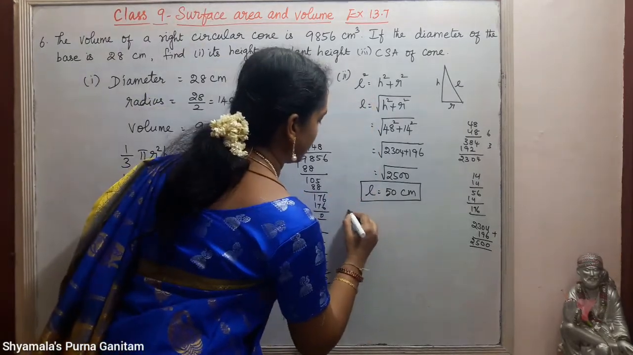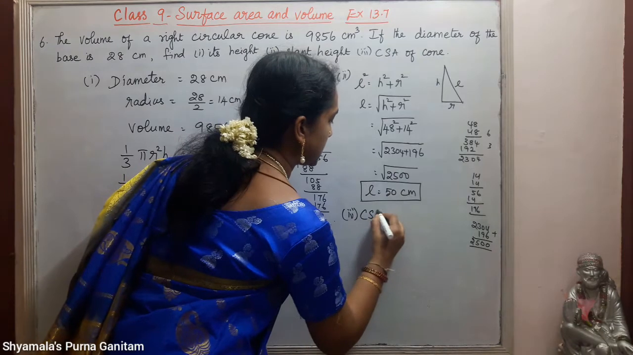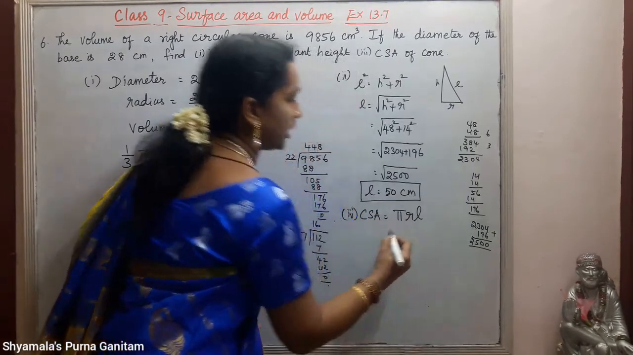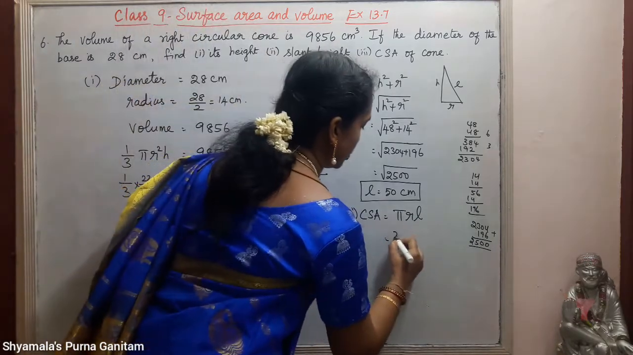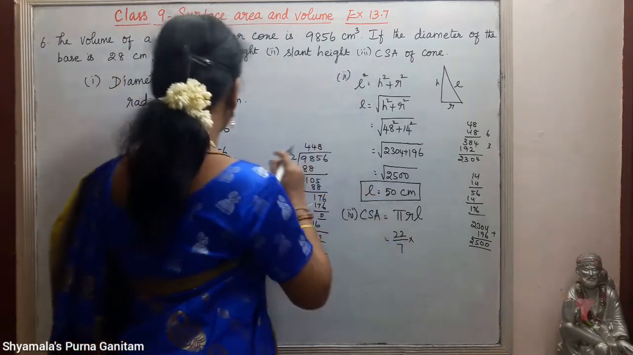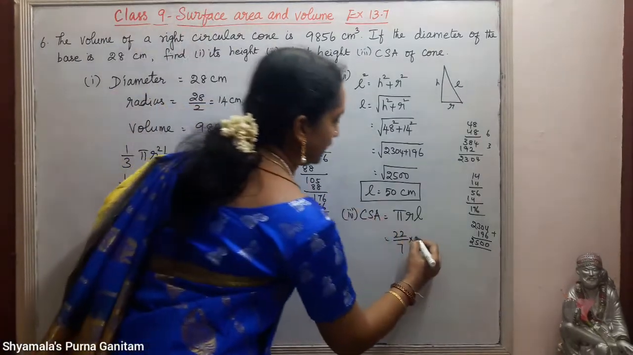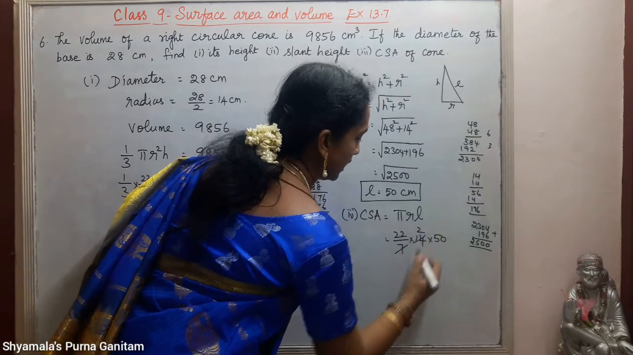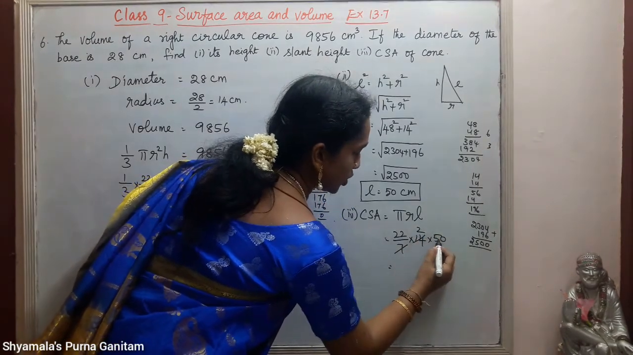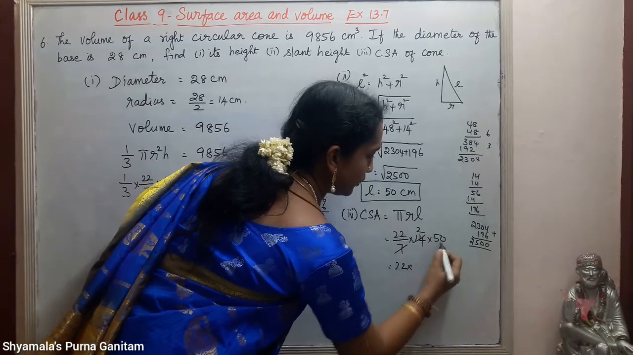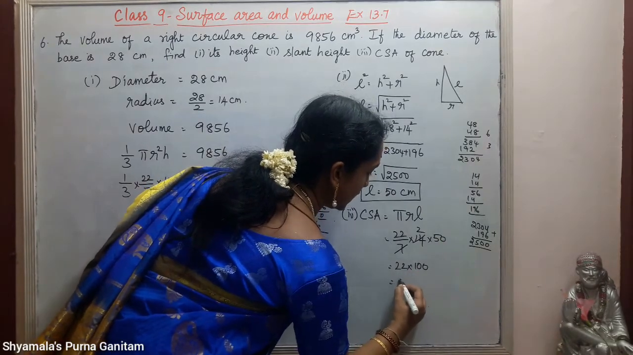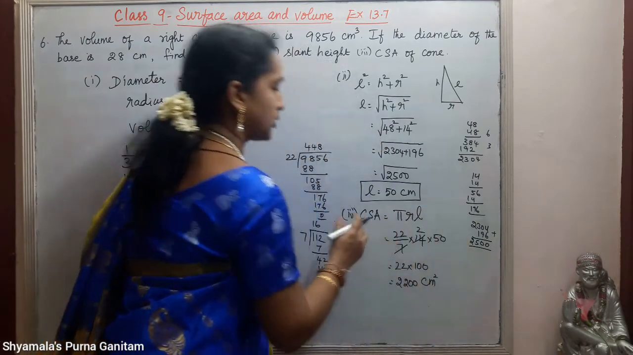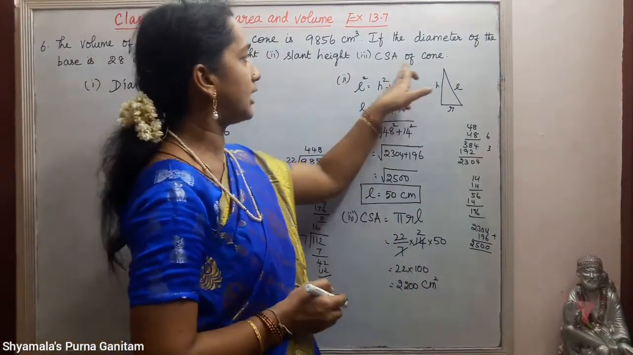Then the CSA of the cone. The third one is the CSA of the cone, and we know that πrl is the formula we will be using. So that is equal to 22/7 into radius 14 into slant height 50. So 7 2s are 14, then 22 into 50 into 2 is 100, so it is 2200 centimeter square. That is the curved surface area of the cone.